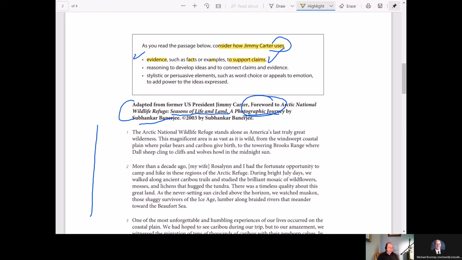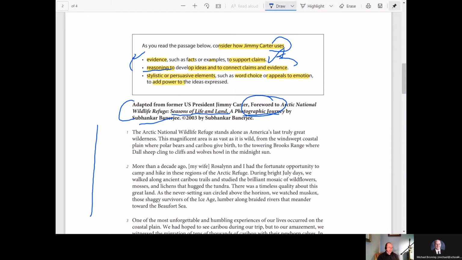Then we're going to see how Jimmy Carter uses reasoning to develop ideas and connect claims and evidence. So he can throw out facts and examples, but it's got to be connected back to supporting his claims. It's almost saying the same thing, but reasoning means not just the application of evidence, but how it fits in logically to the overall argument. And then we're going to consider the stylistic or persuasive elements, such as word choice, appeals to emotion, to add power to the ideas expressed.